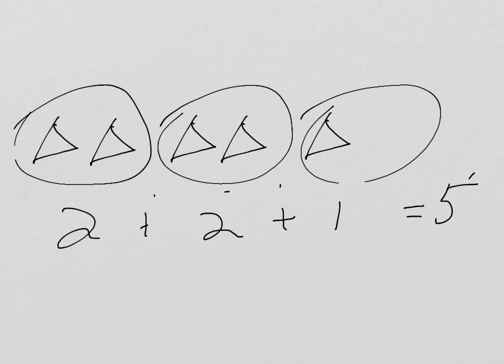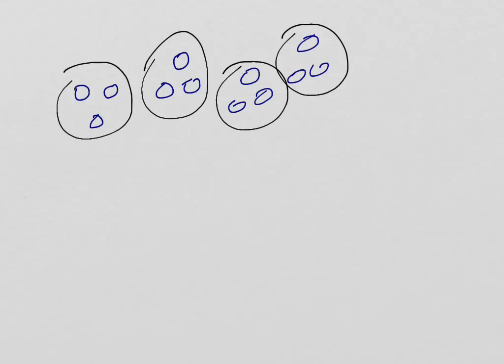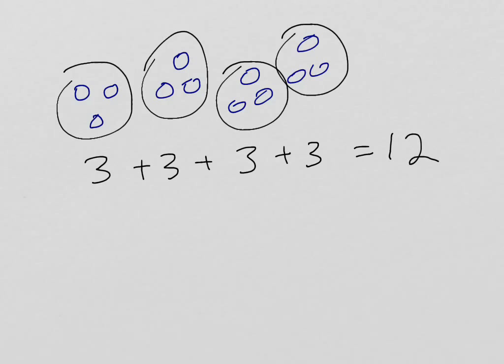So let's take a look at another kind of problem. Here again, we have equal-sized groups. We have four groups of three here. So we could use repeated addition to add them up. We have 3 plus 3 plus 3 plus 3, like this. And we can either use skip counting by threes, or we could count them all up. Let's skip count. 3, 6, 9, 12. So that equals 12.